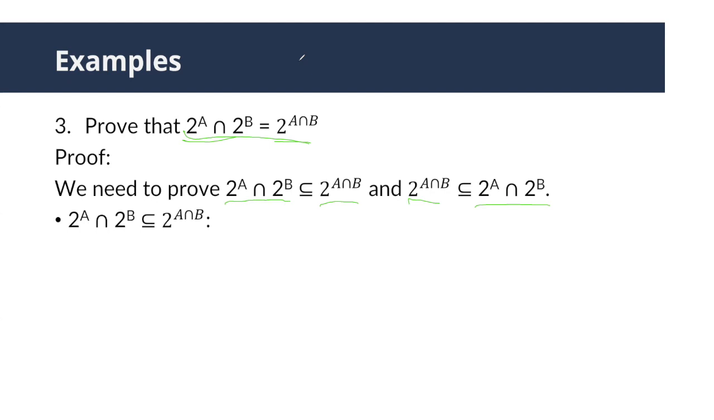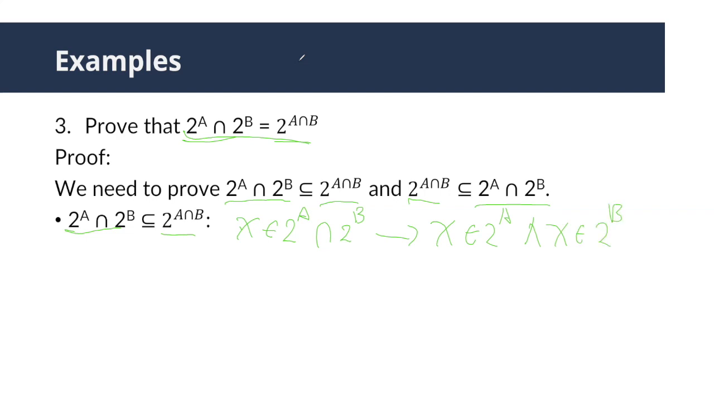First, let's prove this is a subset of this one. Again, it's about proving this subset relation. We'll start by picking an arbitrary element in the left set, which is the intersection of the power set of A and the power set of B. Now, what do we do next? We can use the definition of intersection. Therefore, this implies X is in the power set of A and X is in the power set of B.